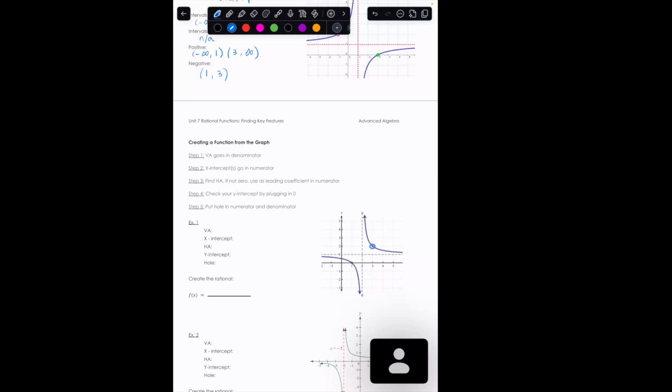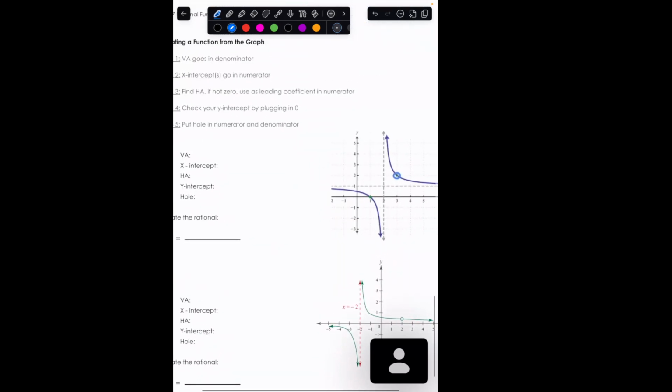First thing, we're just going to identify all of these values, and then we'll worry about putting them in the equation. Vertical asymptote, right here. We have a vertical asymptote, the vertical line that the function approaches but does not cross, at x equals 2. I have one x-intercept at x equals 1, or 1 comma 0. Horizontal asymptote, I have a horizontal asymptote at 1, so y equals 1. So the horizontal asymptote is the horizontal line that the function approaches but doesn't cross.